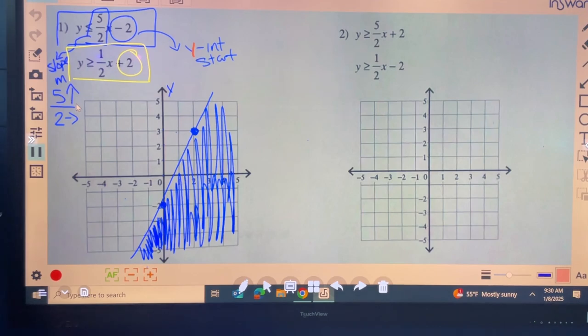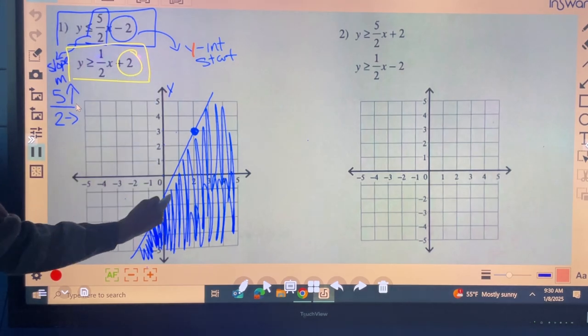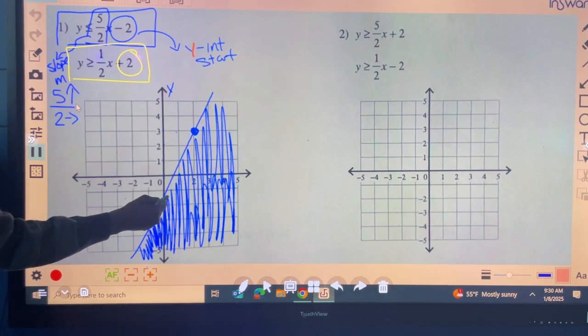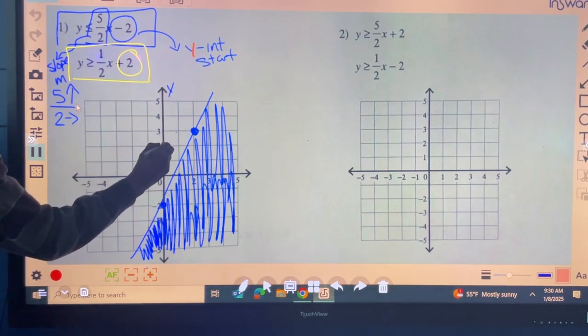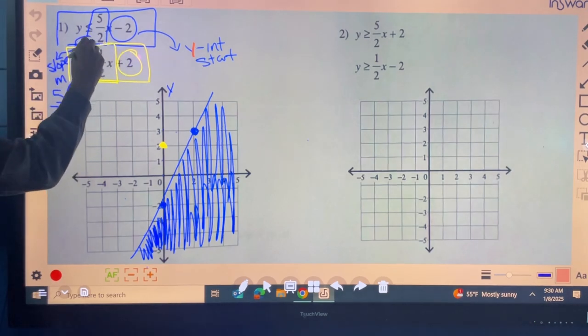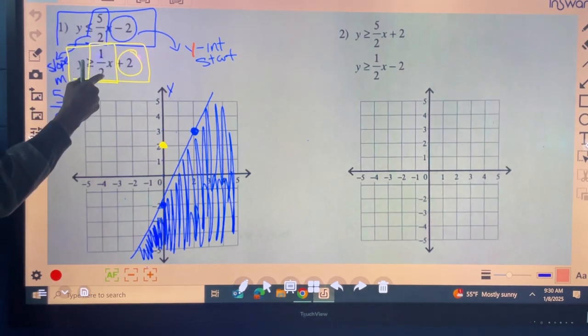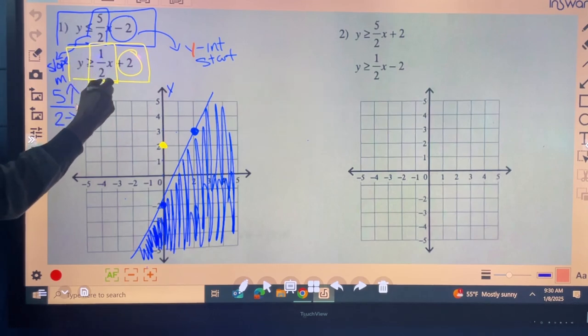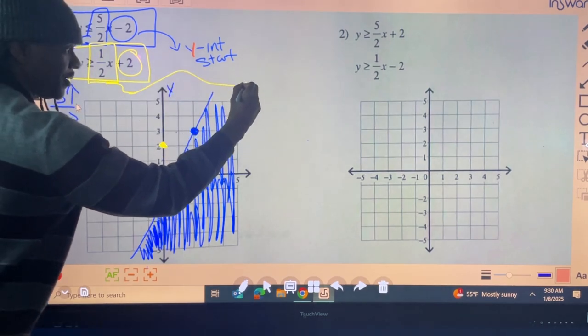Dos. ¿Dónde? ¿Aquí o aquí? ¿Arriba o abajo? Arriba. Bueno. Very good. Now, this is my what? This is my slope. Let's bring it over here.